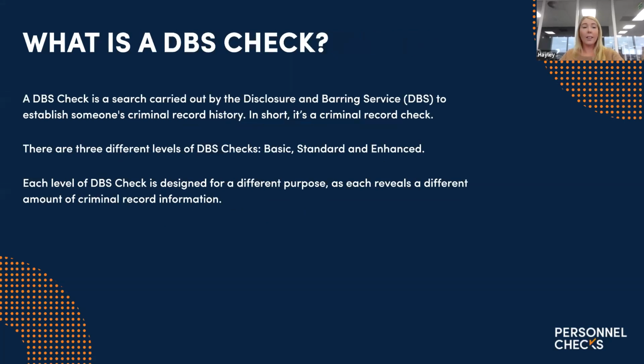A DBS check, what is it? Whilst I know a lot of you have gone through the process of this, there was a show of hands of who had seen a DBS check certificate. A DBS check is a search carried out by the Disclosure and Barring Service to establish someone's criminal record history. In short, it's a criminal record check. Here at Personnel Checks, we're a registered body for the DBS, so we're able to offer DBS checks to organisations all over the country and support them in obtaining the checks that they need.